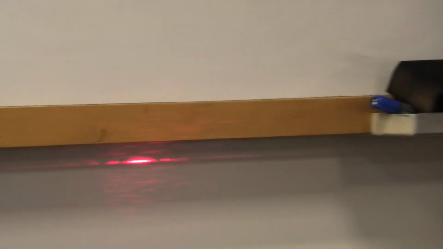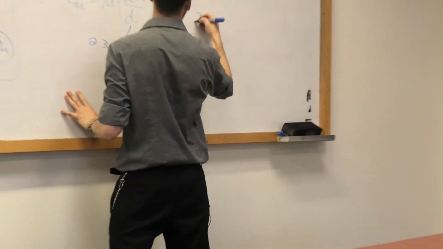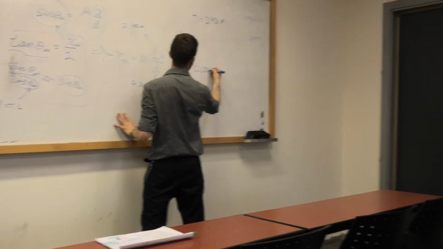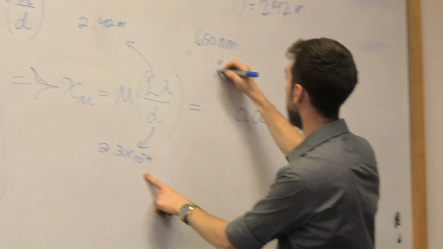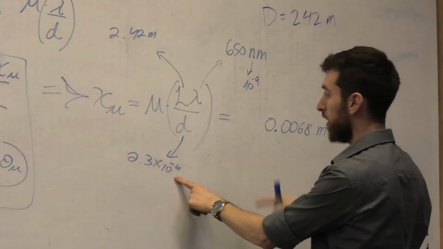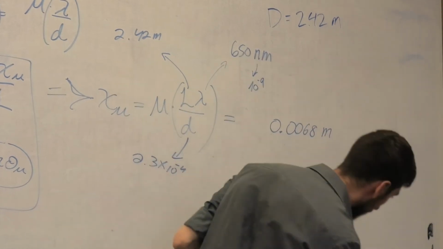Okay, so take this and tell me where is the first maxima. Yeah, come and measure it. What is the result? 0.0068. 0.0068, okay, meters. This is really, really small. Are you sure? I mean, the nanometers I turned into meters. This is 10 to the minus 9. Yeah. This is 10 to the minus 4, and this is 2.42. Right?